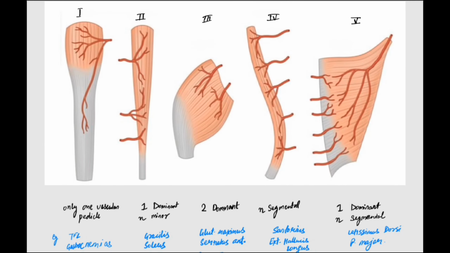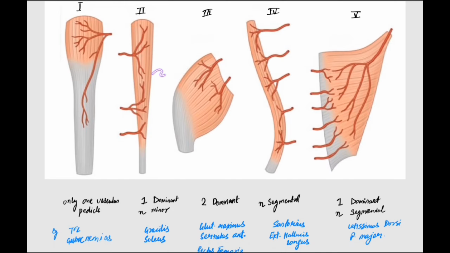Now coming to the type 2 flap. In type 2 musculocutaneous flap, there is one dominant pedicle and one or more minor pedicles, but these minor pedicles are usually not sufficient to sustain the entire muscle by themselves. So while harvesting, we always have to harvest the one dominant vascular pedicle. The classic examples are the gracilis flap and soleus flaps.